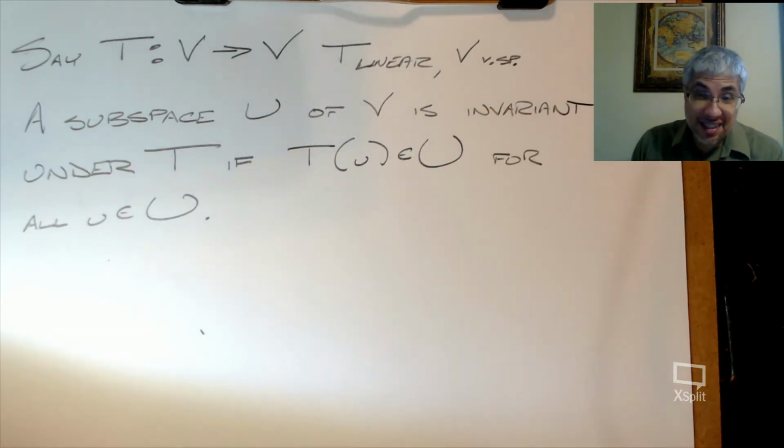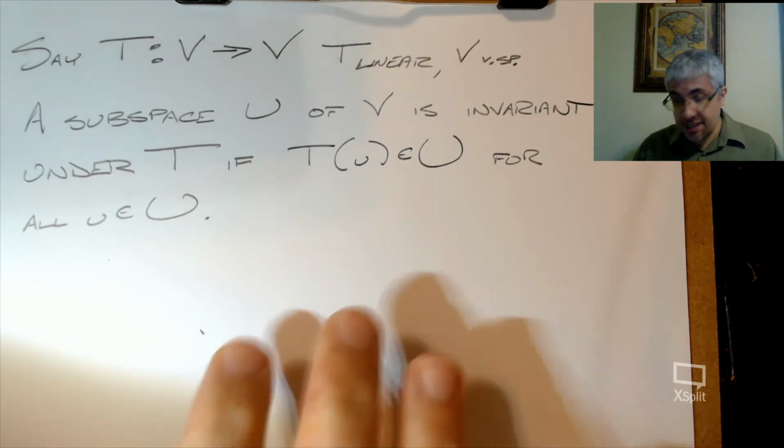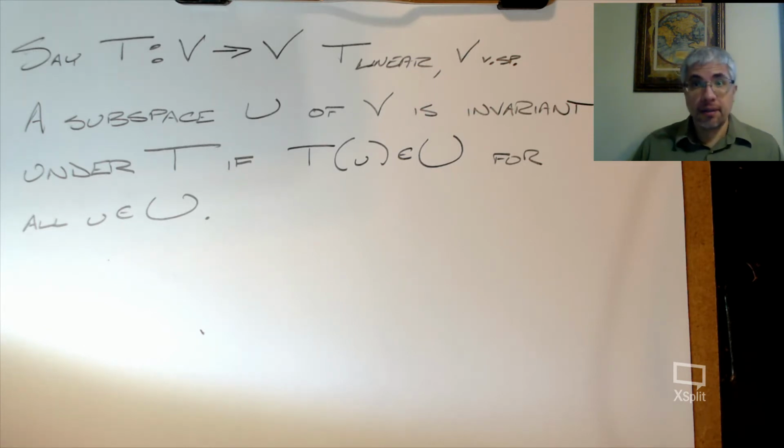So what this means is it just maps things in U back to U. T is a transformation, we think about it as a map. So what this is saying is if we have an invariant subspace, it means if we take something in the subspace and we map it with T, we're still in the subspace. So it's a closure property.